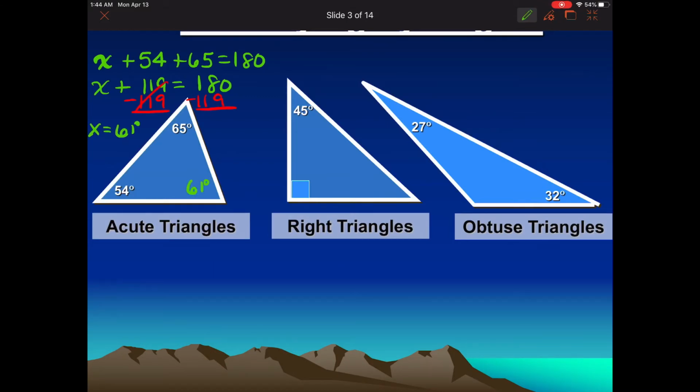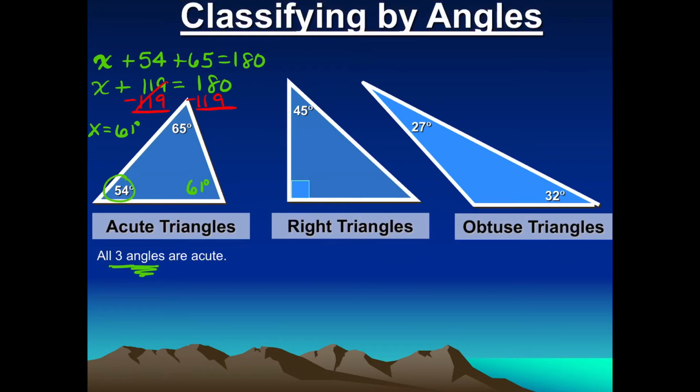So there's your angle measurement right there. We got 61 degrees. Now what this triangle is right here is called an acute triangle. Now an acute triangle has all angles, all three, every single one of them acute. Remember, acute means greater than 0, of course, but less than 90. So it's between 0 and 90.